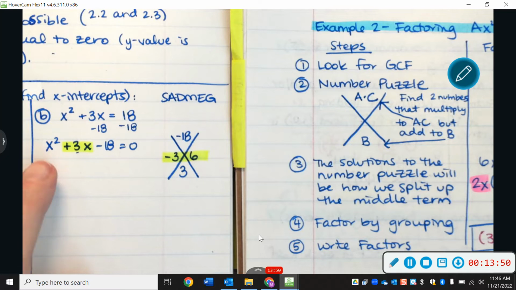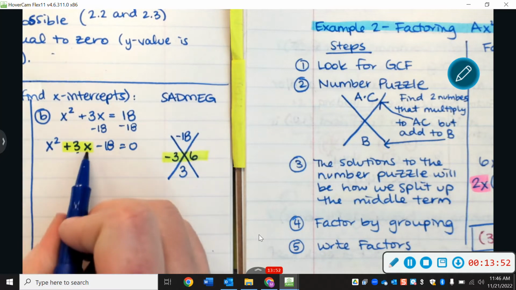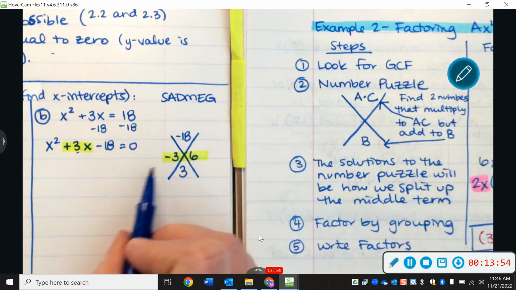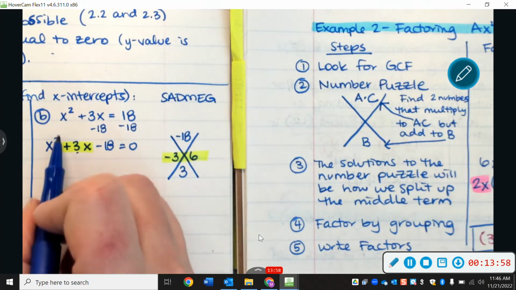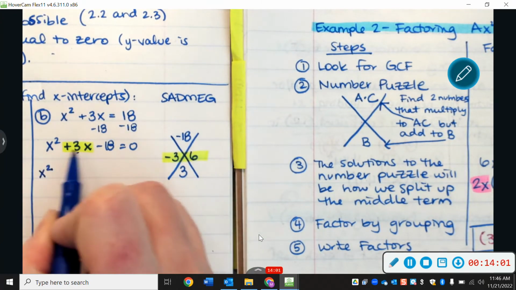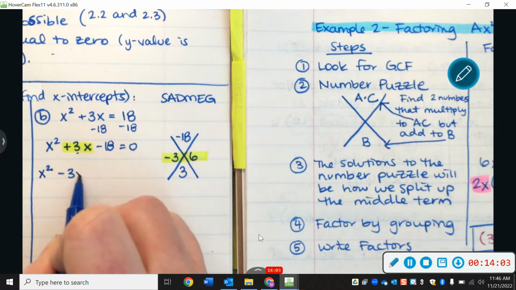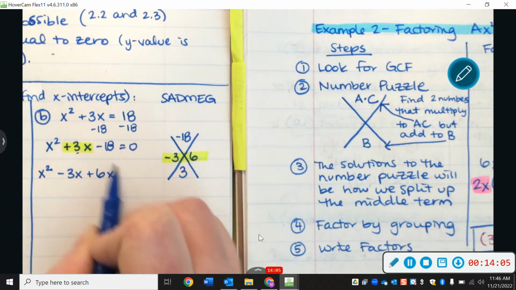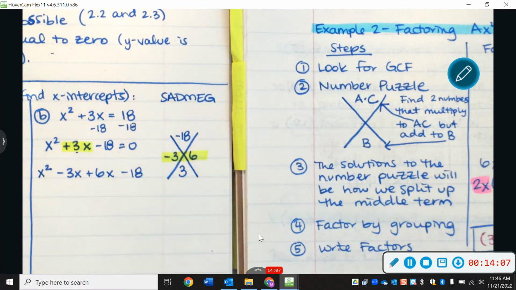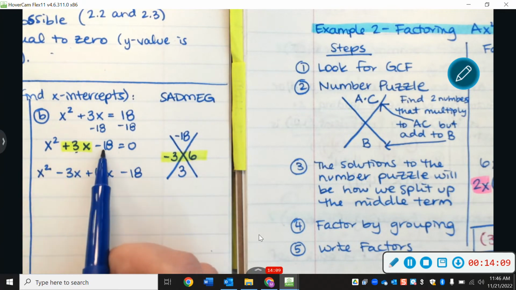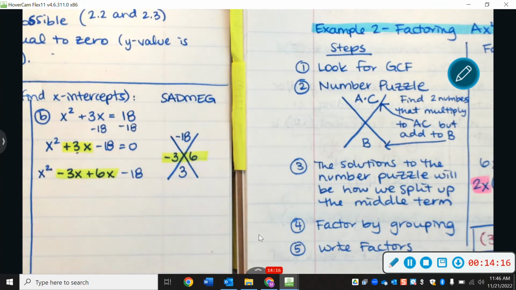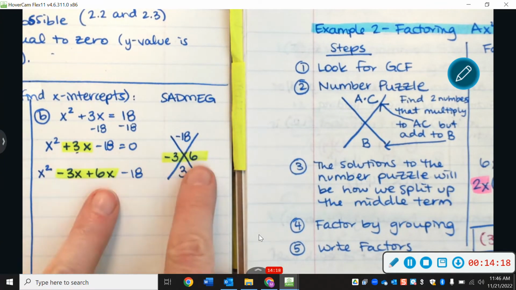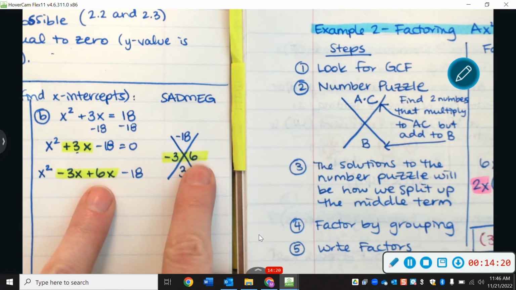So I'm going to rewrite, and instead of 3 terms, I'm going to have 4 terms. I'm going to split up this middle term into a negative 3x and a positive 6x. So what I mean by that is x squared would still be the same, but instead of 3x, I'm going to put negative 3x and positive 6x, and that negative 18 would still be there. So instead of having 1, 2, 3 terms, I have 1, 2, 3, 4. And those 2 middle terms come from my number puzzle solution.